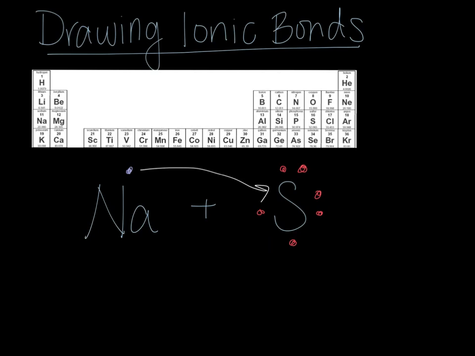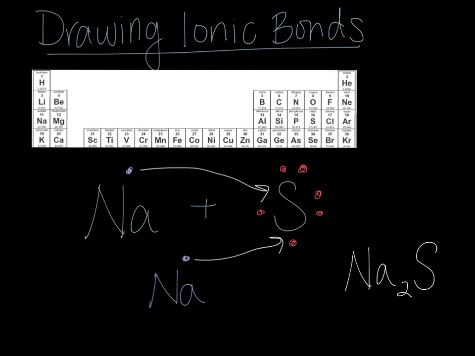So what I need to do is I need another sodium so I can have another electron, and that will fill that empty space. And so now when I write the formula, I have to write the metal first. So I wrote sodium first. And how many sodiums did I use? I used 1, 2. Okay, so I get a subscript 2 there. And I only used 1 sulfur, so I just write an S. So Na2S is the formula. And that's it for that one.